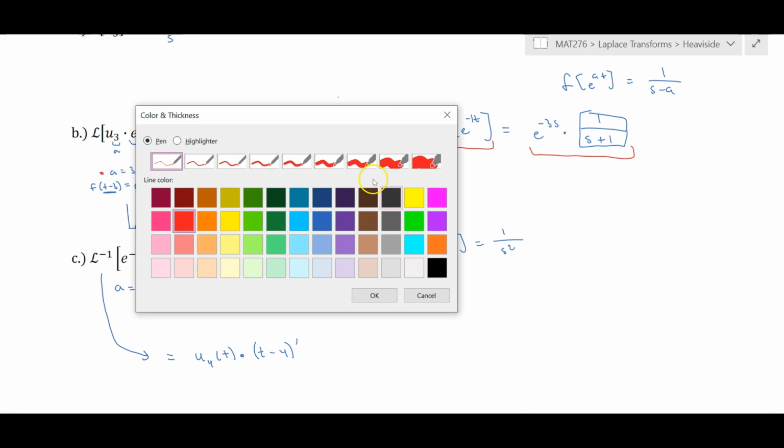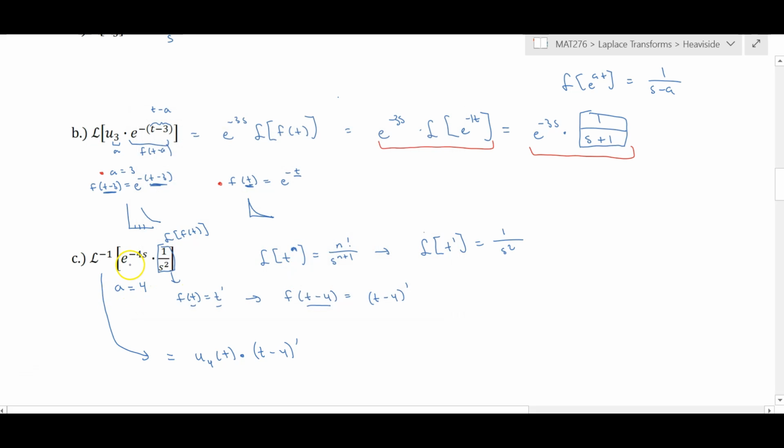When you're working backwards, you have to do exactly the reverse of that. So we need to identify what a is still, and we need to observe what is the f of t that produced 1 over s squared. And then once we have that, we need to shift it 4 units to the right. Remember over here, we had to unshift it. So we shift it 4 units to the right, and Heaviside at time 4 times f of t minus a is exactly what the inverse of this guy is.